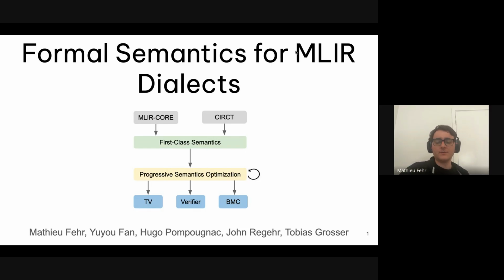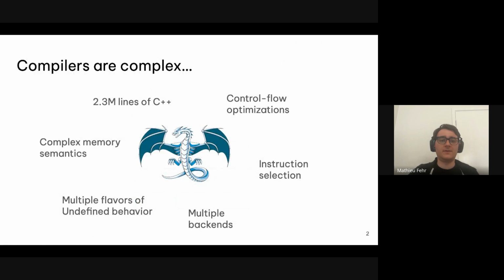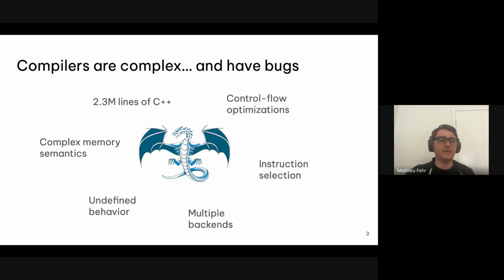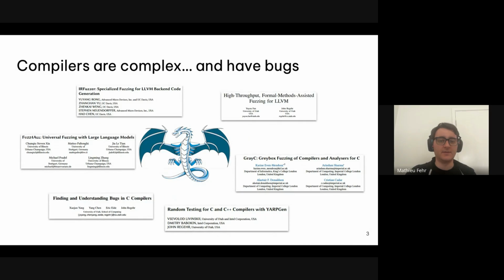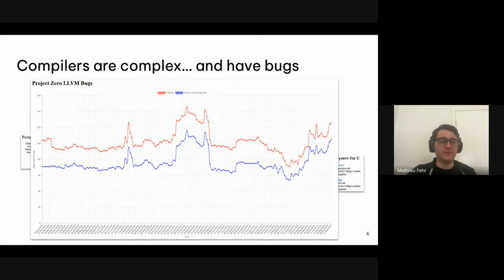So the main thing is compilers are kind of complex. If you look just at LLVM, it's a huge project, and there are many things going on at the same time. That means there are a lot of bugs, to the point that there's an entire field in academia dedicated to finding bugs. The number of bugs is not going down; it seems to be going up.